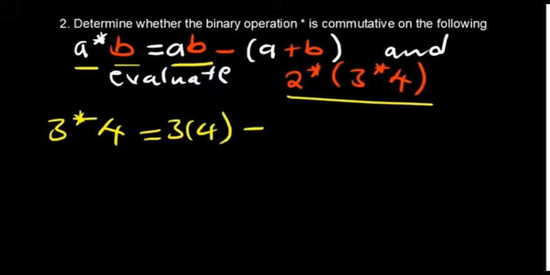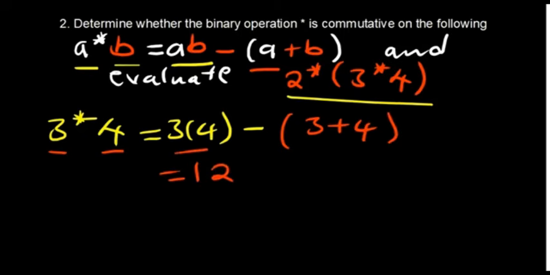minus. The next part we have in the brackets is A plus B. Our A is 3, our B is 4. So we have 3 plus 4. 3 times 4 is 12, minus 3 plus 4 in the brackets, which is 7. 12 minus 7 is what? How much should you add to 7 to give you 12? It's 3 plus 2, 5. So the difference is 5. So we found what is in the brackets to be 5.